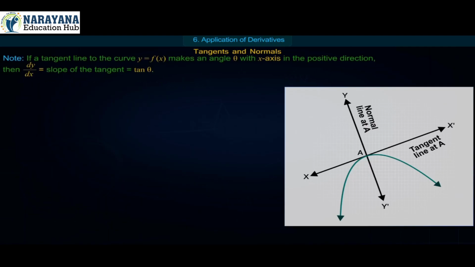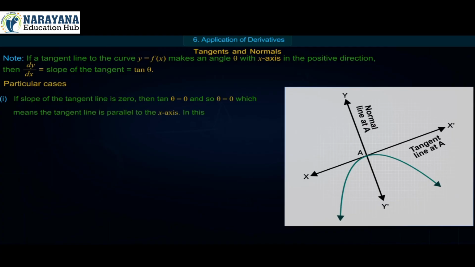Note, if a tangent line to the curve y is equal to f of x makes an angle theta with the x-axis in the positive direction, then dy by dx is equal to the slope of the tangent is equal to tan theta. Particular cases. Number 1. If the slope of the tangent line is 0, then tan theta is equal to 0 and so theta is equal to 0, which means the tangent line is parallel to the x-axis.